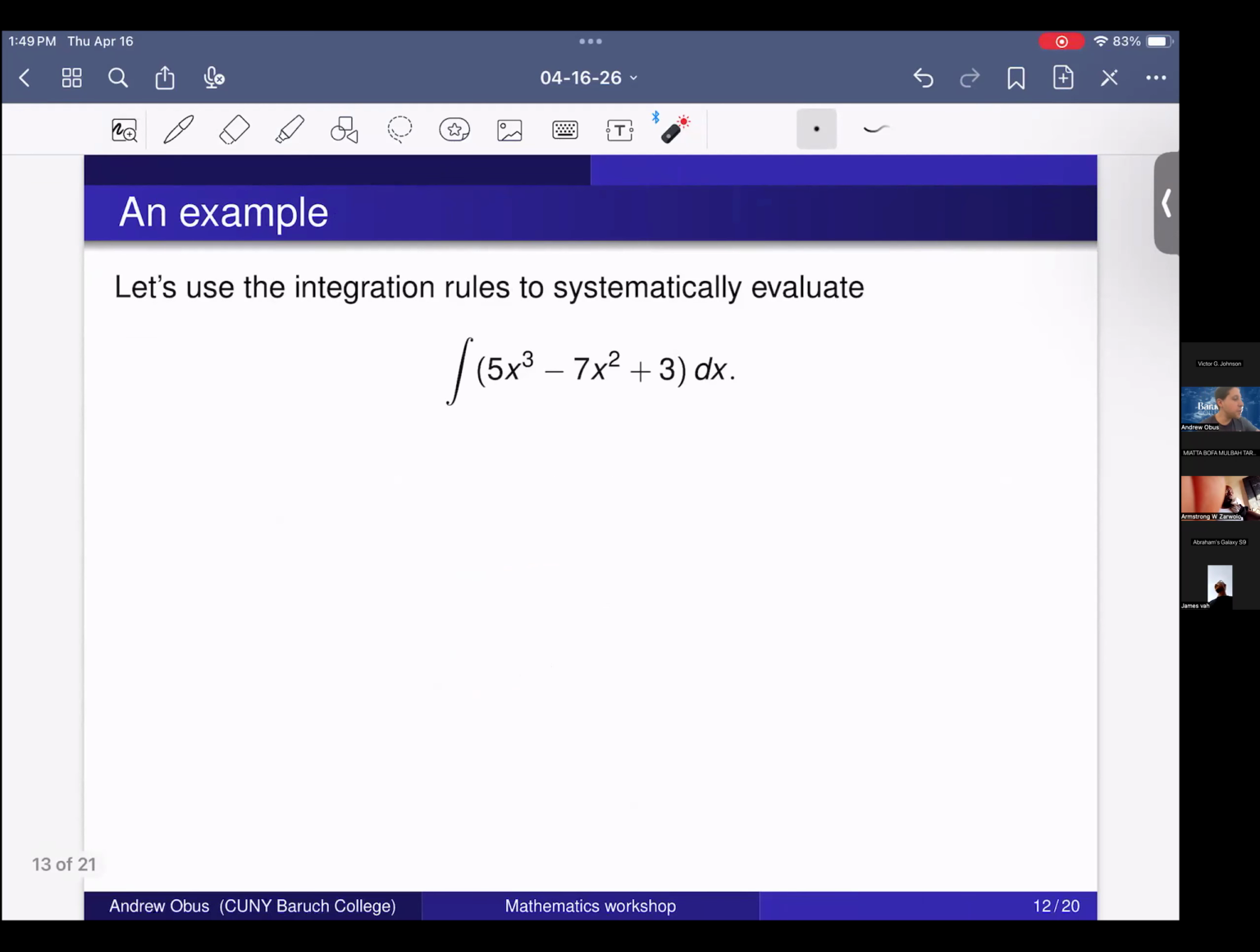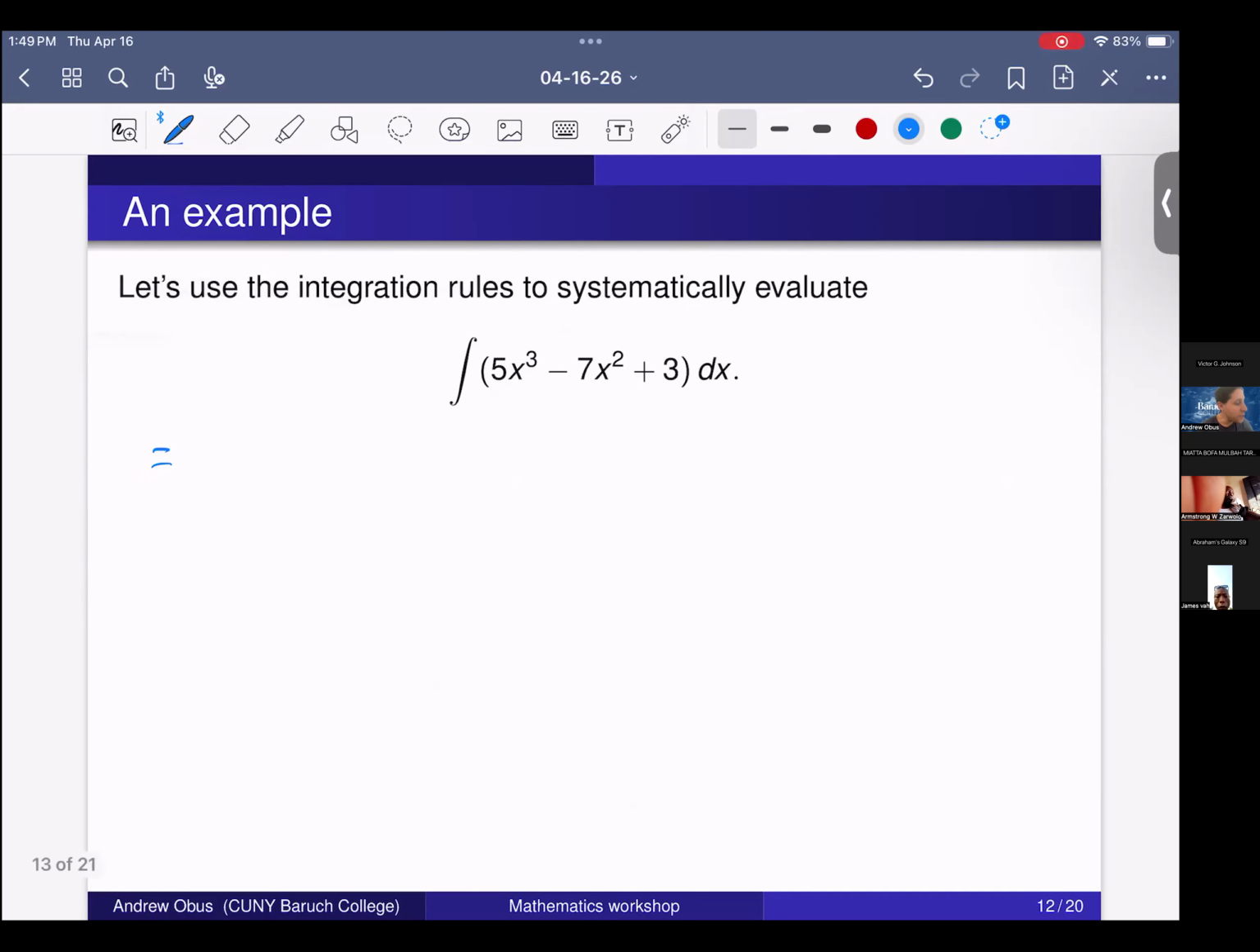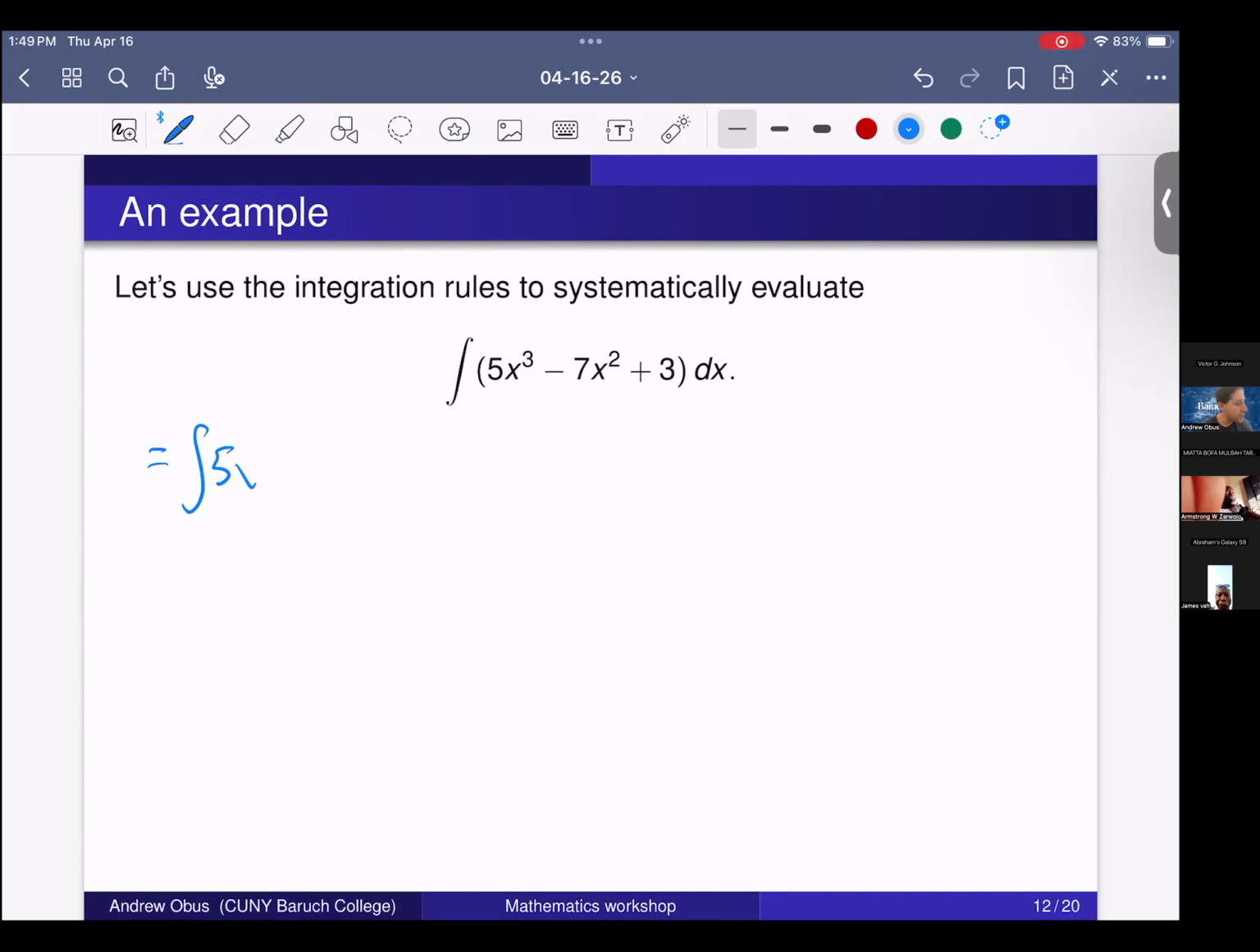So for instance, we can use these rules to do some more complicated things. You're not going to look at this and immediately know the integral, but if we want to do this systematically, I can say, okay, what's an antiderivative of 5x cubed minus 7x squared plus 3? Well, first I can just break it into its parts. That's just going to be the integral of 5x cubed minus the integral of 7x squared dx plus the integral of 3 dx, right? This is the addition and subtraction rule.